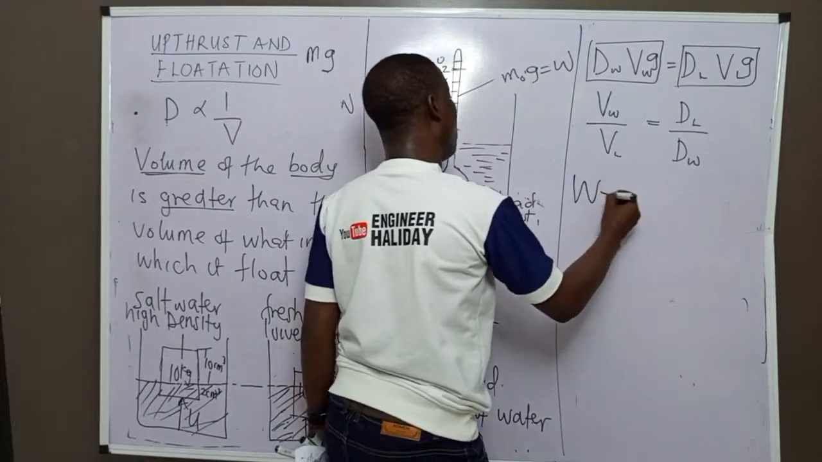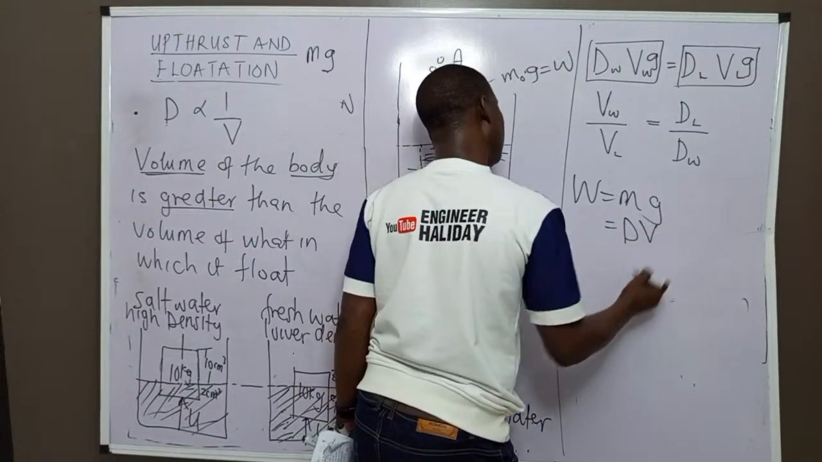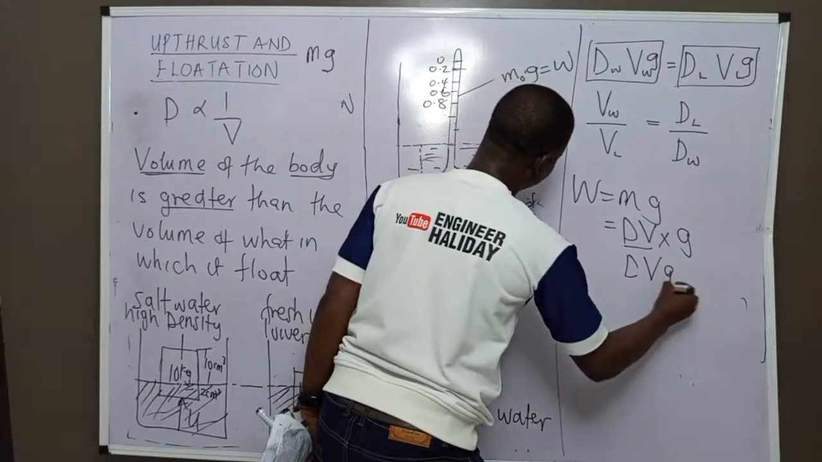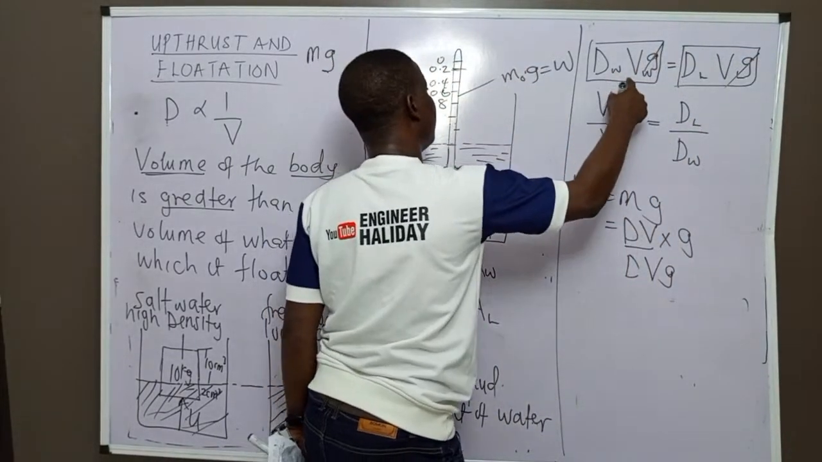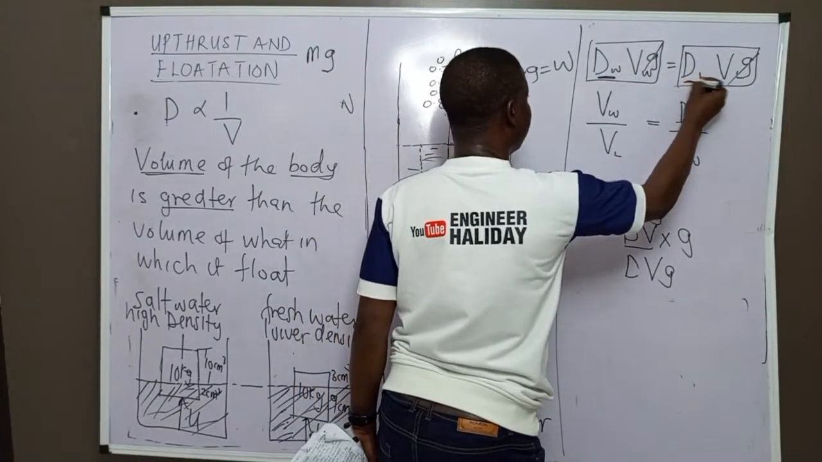Weight is equal to mass times gravity. Mass is density times volume. Then if you multiply it by g, you are going to have density times volume times gravity. So if you cancel this one now, you are going to have this. I want to remove this one here.